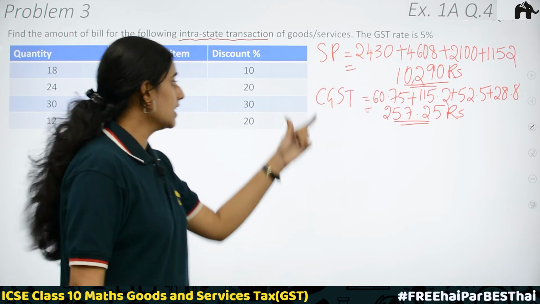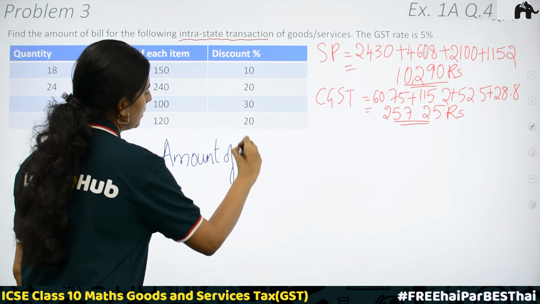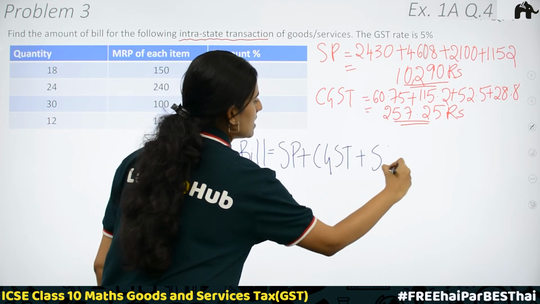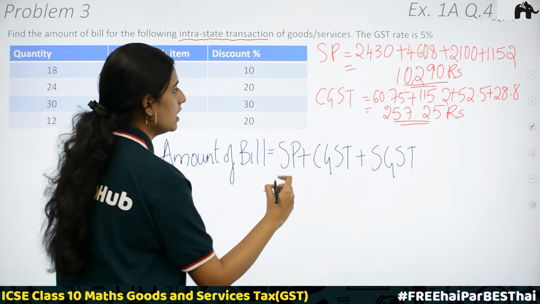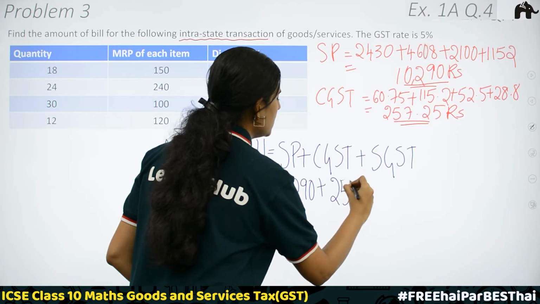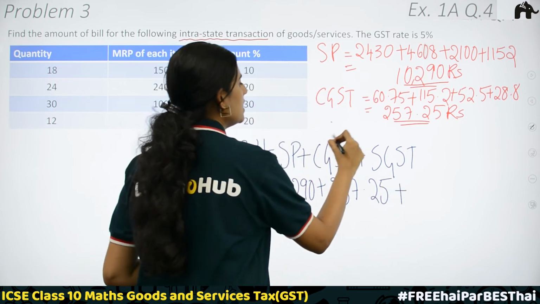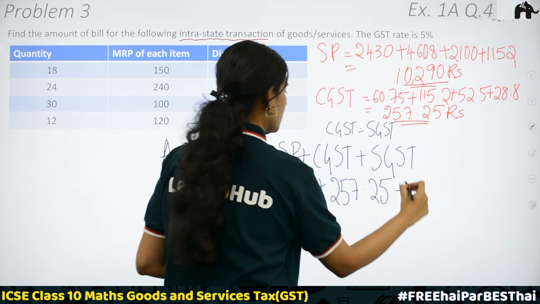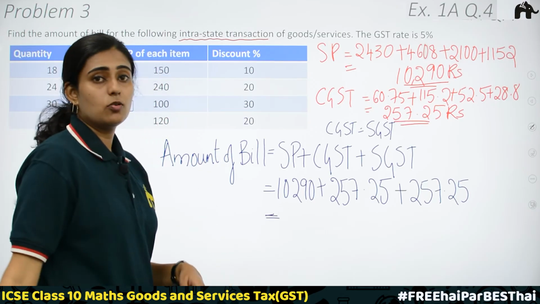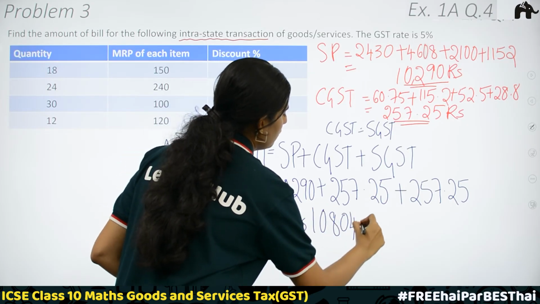We got the total selling price, CGST, and we know SGST is the same thing. Therefore, the amount of bill is equal to the total selling price plus CGST plus SGST. Here, selling price is equal to 10,290 plus CGST we calculated is 257.25 and the SGST is again the same thing. We know CGST is equal to SGST. That is 257.25. On adding this, what is the final answer? You'll be getting rupees 10,804.5.